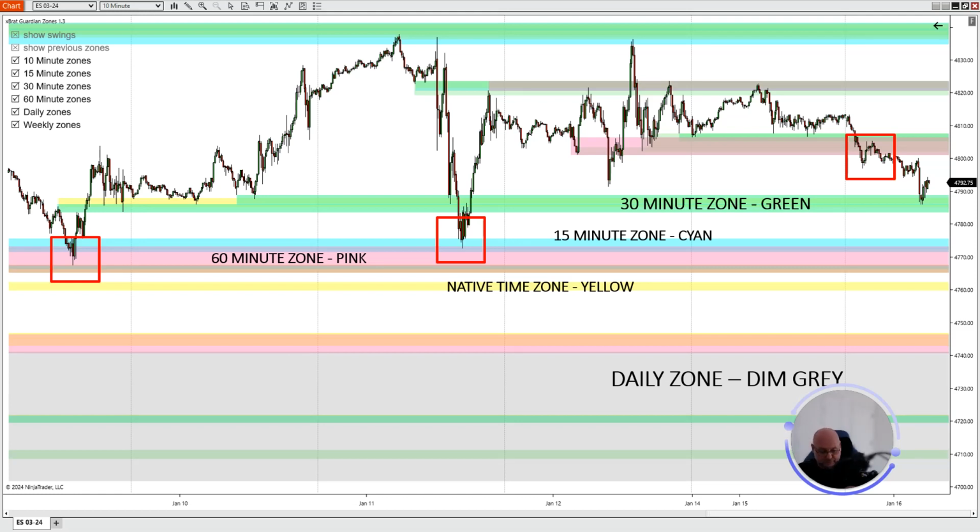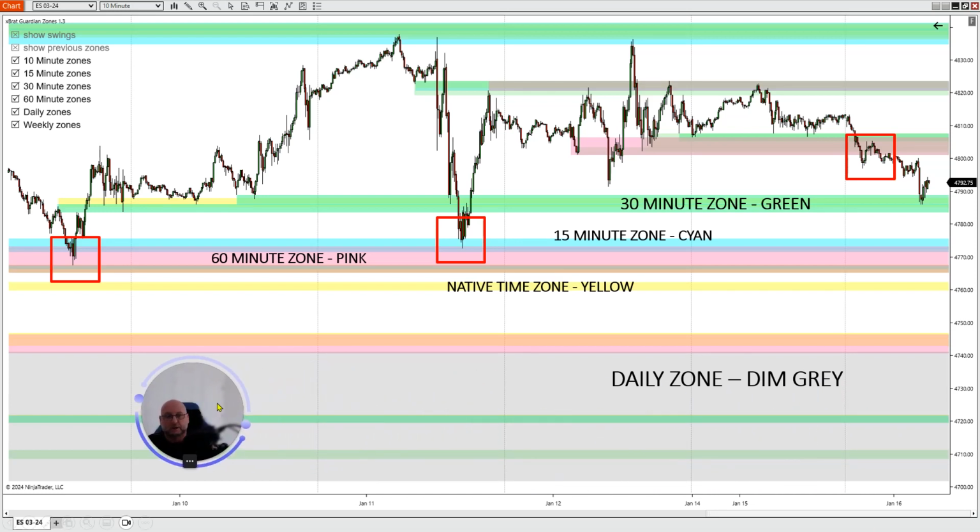Now, one thing that Guardian Zones will do is, if they are not tested and they're broken through a number of times, it will remove those zones automatically from the chart. It will keep you up to date with the native and with all the different time frame support and resistance zones, and it will do that live for you.